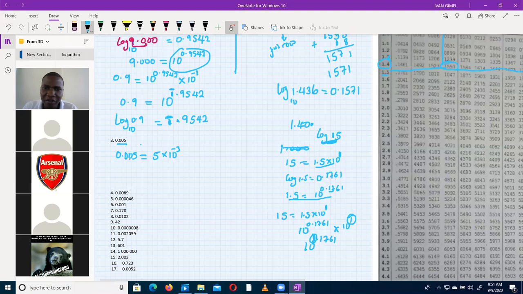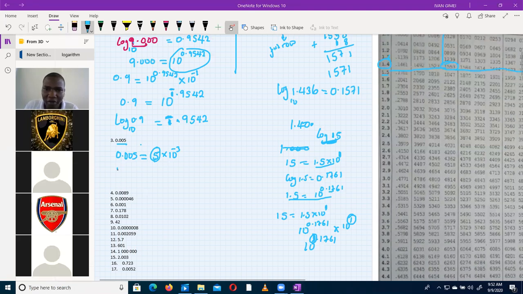I have my 0.005 in standard form, the same as 5 times 10 to the power negative 3. Then I look for the log of 5. We do this because our tables can only give us logarithms of numbers between 1 and 10. So a number like 0.005 is outside that range. Expressing it in standard form brings it into the range that we want. You notice that now 5 is within the range. We can now find the logarithm of 5.